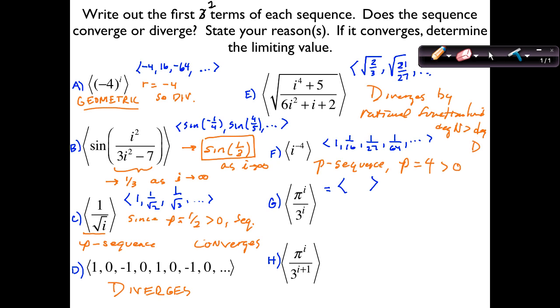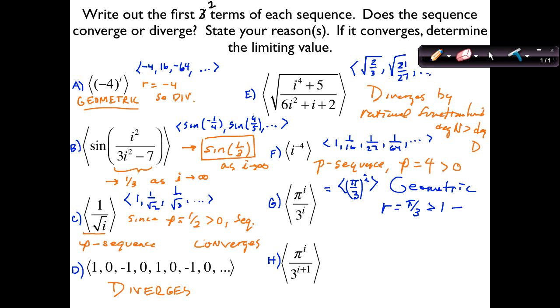How about this one? What do you got here? Pi to the I over 3 to the I is the same as pi over 3 to the I. What do we got? What is it? Geometric. Always look for geometric and p sequences first. This is a geometric sequence. What's the value of r? Pi over 3, which is greater than 1.